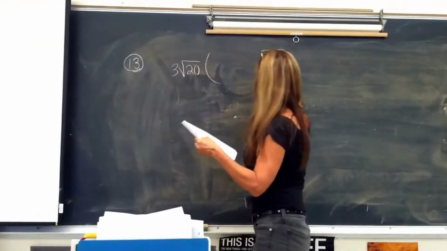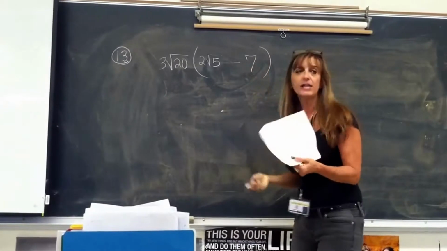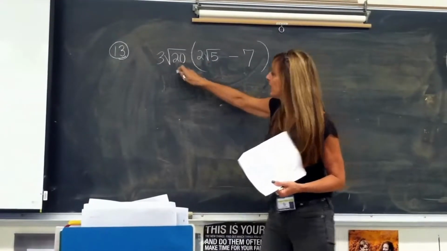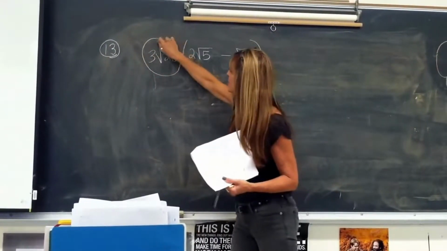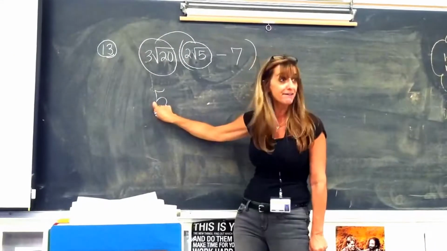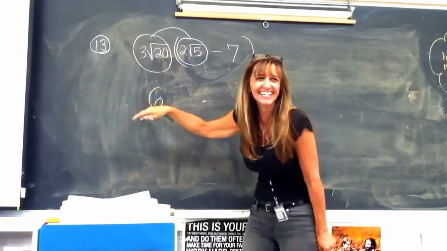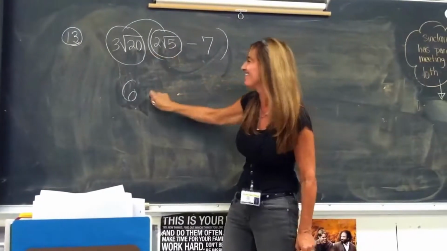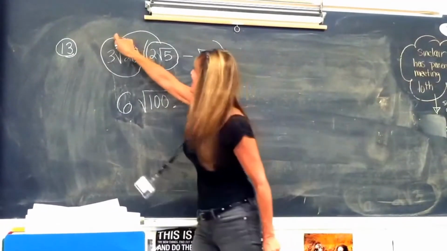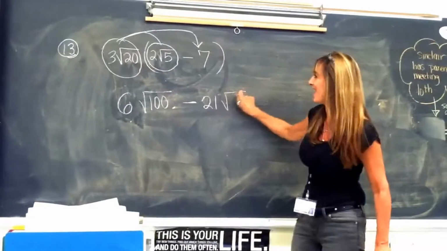Express the product. 3 rad 20 is being multiplied by 2 rad 5 minus 7. Okay, so we remember when you multiply, you multiply coefficients and you multiply radicals. So I'm going to multiply 3 rad 20 times 2 rad 5. 3 times 2 is 6. And rad 20 times rad 5 is rad 100. 20 times 5 is 100. Minus 3 rad 20 times negative 7 is negative 21 rad 20.